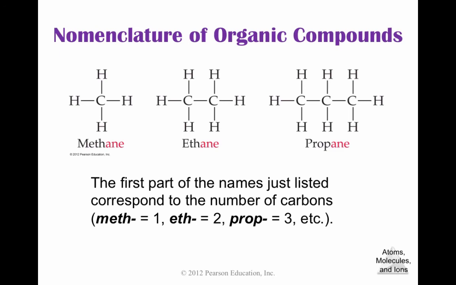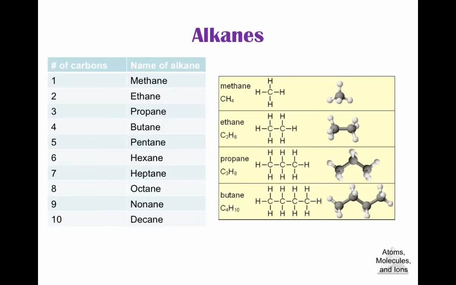The first part of the name just tells us how many carbons are in the compound. If there's 1 carbon, the prefix is meth. If there are 2, it's eth. If there are 3, it's prop, so on. So here is the list of prefixes. Many of them are similar to the molecular compounds. Some of them, though, are different. 1 through 4 is actually different. So we can have methane, ethane, propane, butane is 4 carbons, pentane is 5, hexane and so on. Again, this just tells us how many carbons we have in our compound.